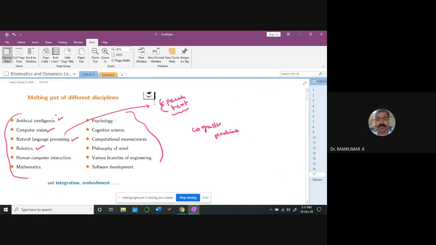In our course, we are more concentrating on artificial intelligence, computer vision, basics of robots, and some basics of natural language processing, and we are not into neurosciences. Then some mechanical aspects we are handling, mathematics we are handling, and some software development also. Psychology we are not dealing with, philosophy we are not. Philosophy you can always do. So with that, I will wind up today's class. There's an integration and embodiment of all these different domains. That is what this area is all about.